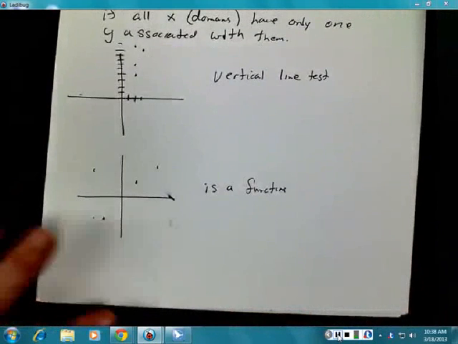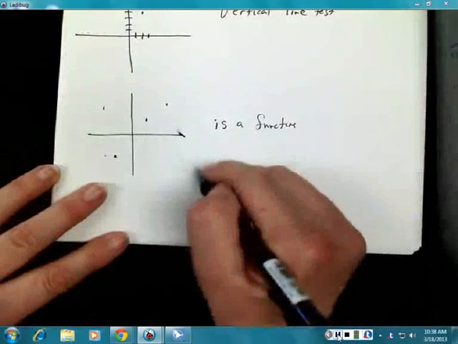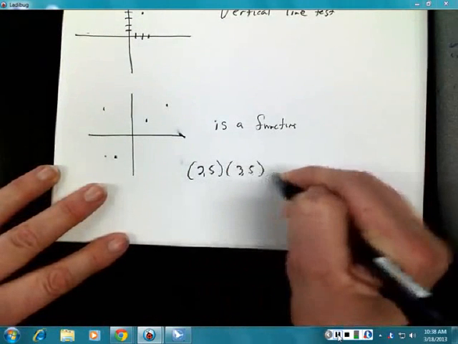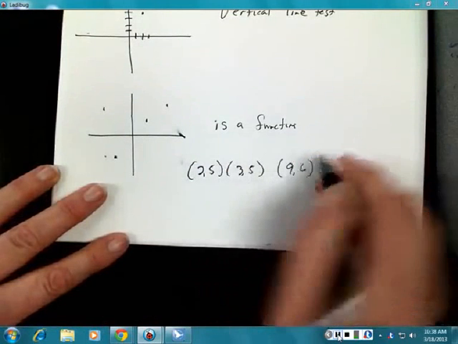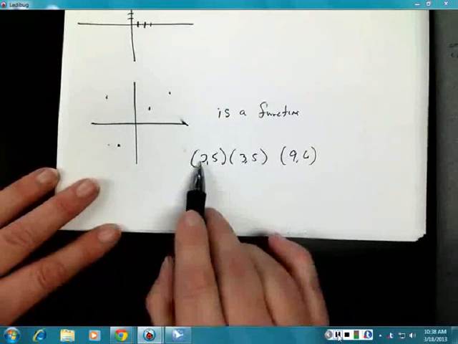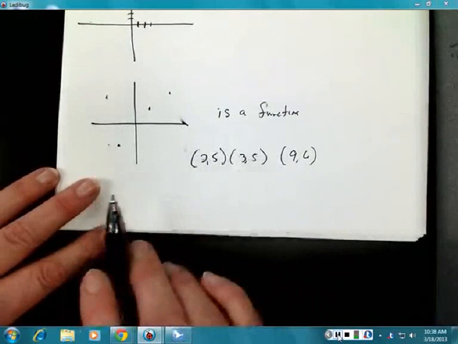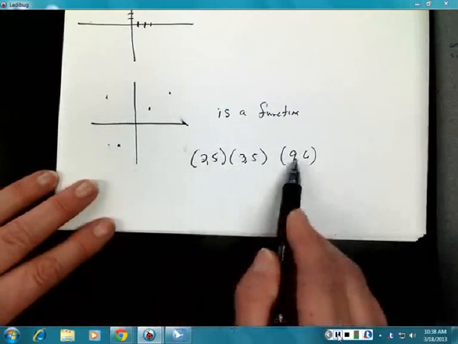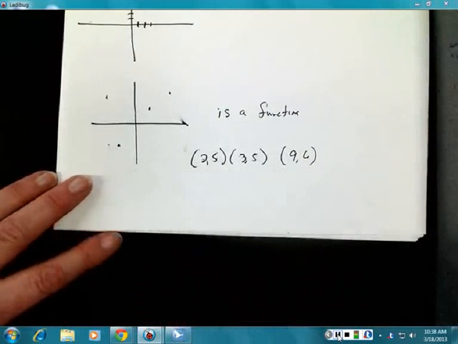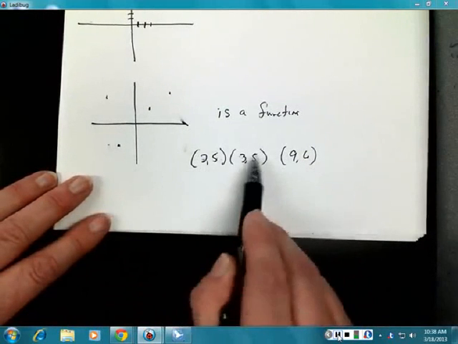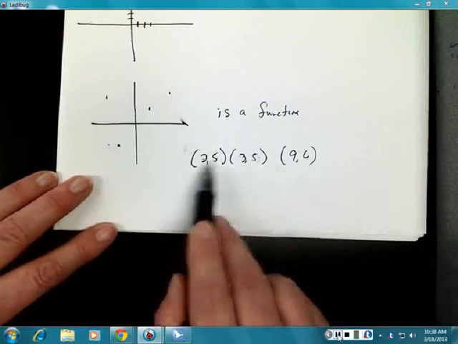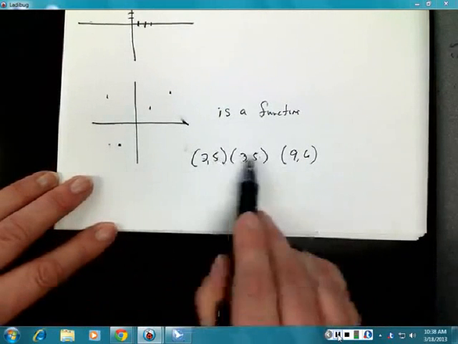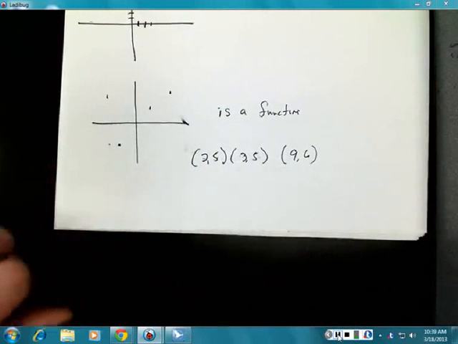Now, they do consider this to be a function, though. 2, 5, 3, 5, 9, 6. They consider that a function because every X has only one Y, right? This one's got one Y, this one's got one Y, and this one's got one Y. But if you look at that, Y is kind of doing a double thing there, right? When you get into intermediate algebra, we don't let that happen anymore either. But right now we do. So you can have the same thing in there, but you can't have the other part going on.